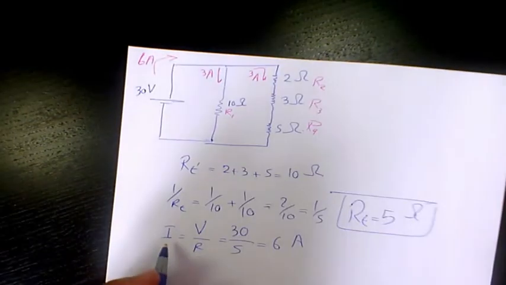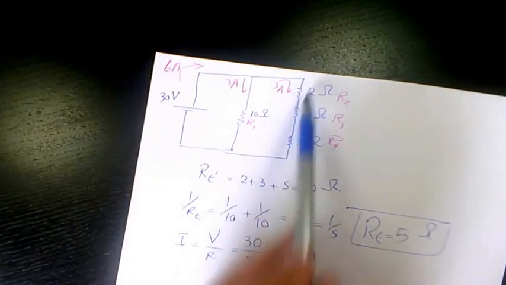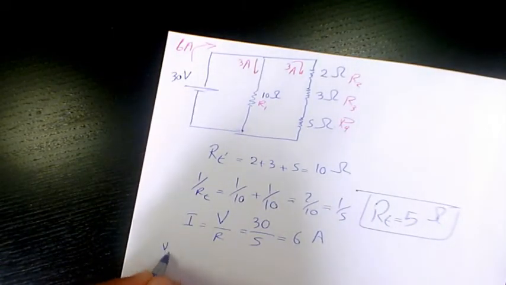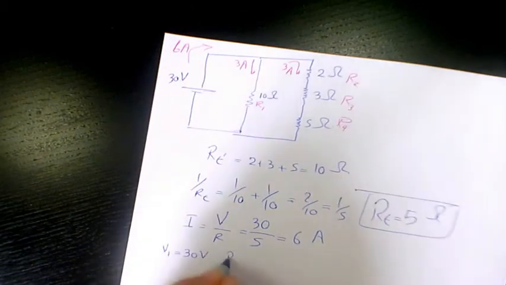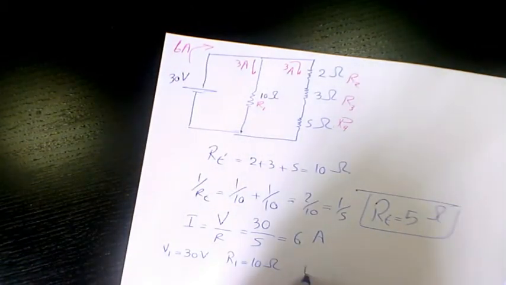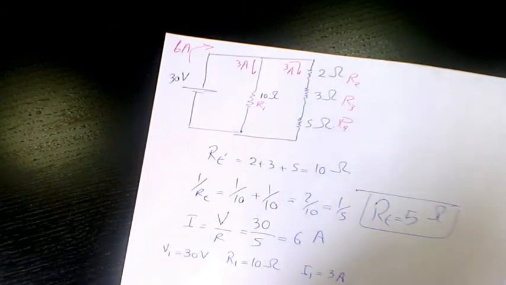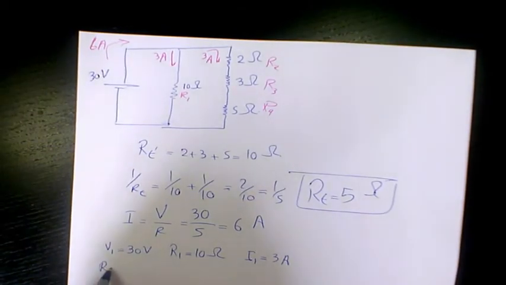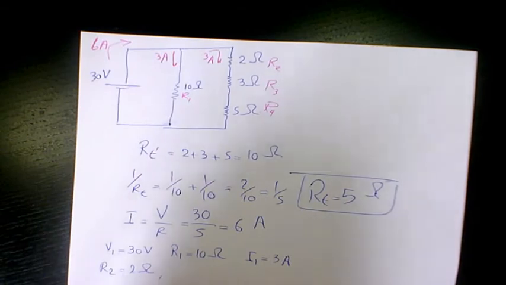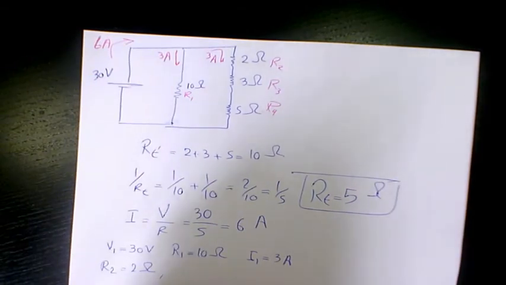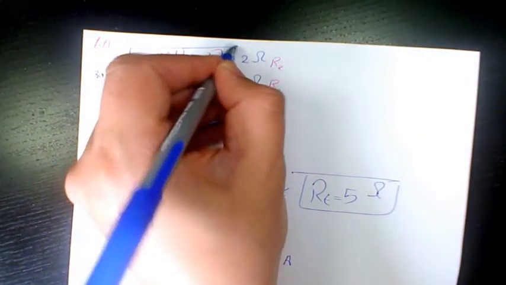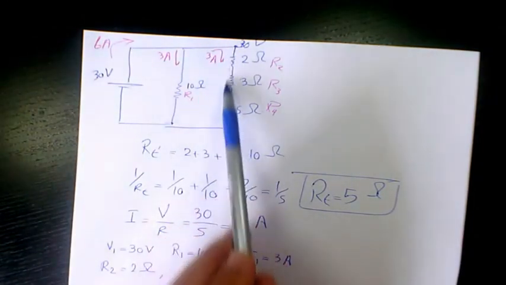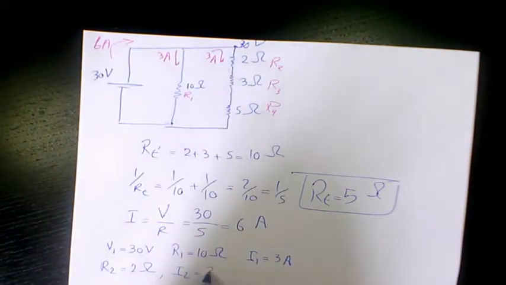Then I can find, since we have parallel branches, V is going to be the same. So V1 is going to be 30 volt. R1 we know is 10 ohm, and I1 is 3 amps. Then we have R2 is 2 ohm, and let's go one by one. Here we have V is 30 volts, I is 3 everywhere here, so I2 is going to be 3 amps.